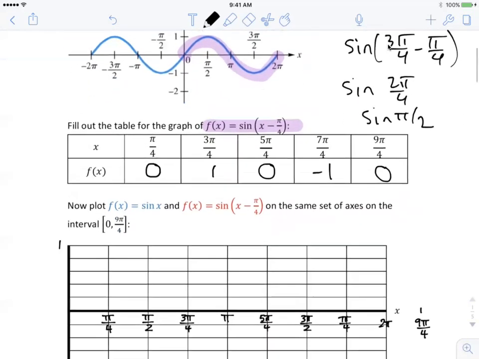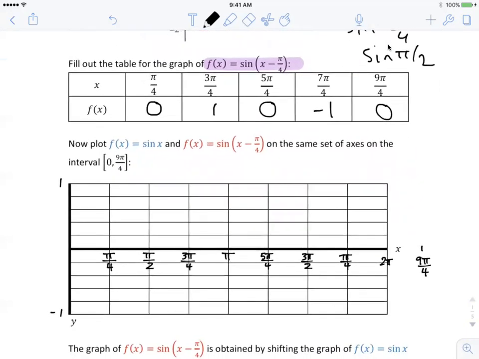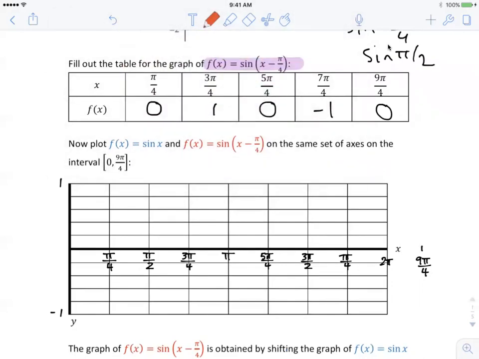Now on this next set of axes, I'm going to graph the points I just found and then compare it to the original graph of sine x. So I've already pre-labeled the x-axis just in intervals of pi over 4, right? 1 pi over 4, 2 pi over 4, 3 pi over 4, 4 pi over 4, and then reducing as I go. Okay, and then the y-axis as just 1 and -1. No fancy amplitudes on this one. Okay, so for the sine of x minus pi over 4, let's do it in red.